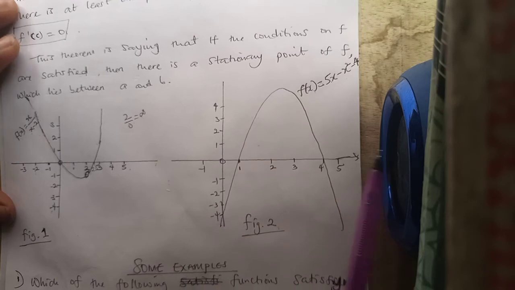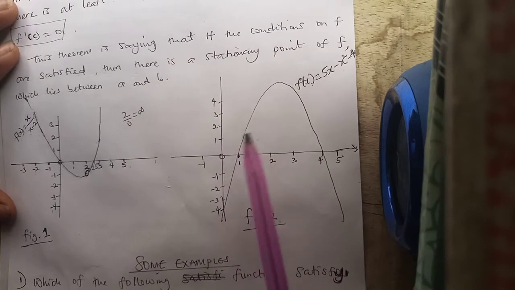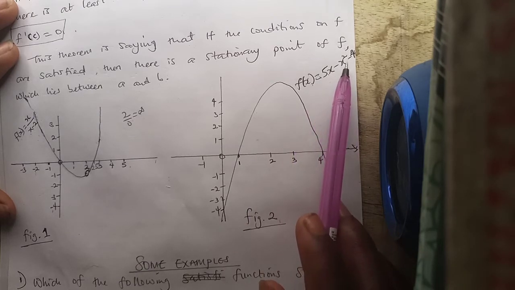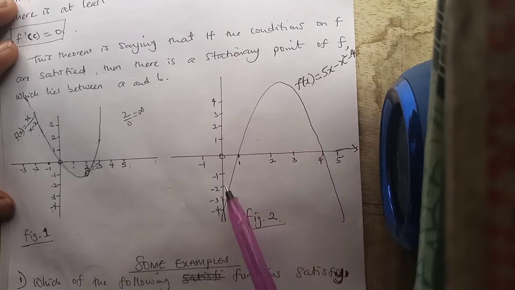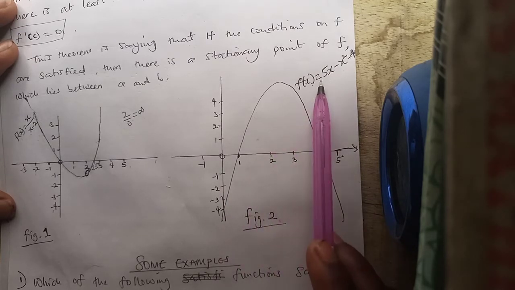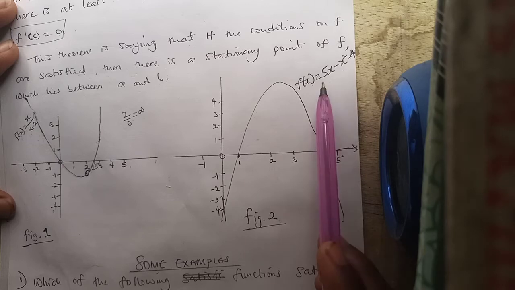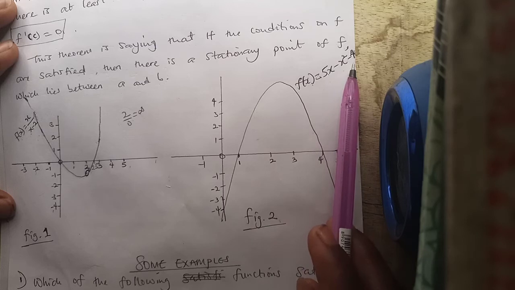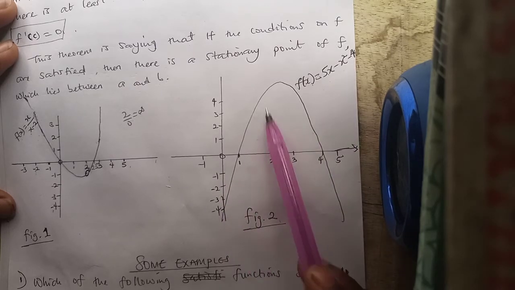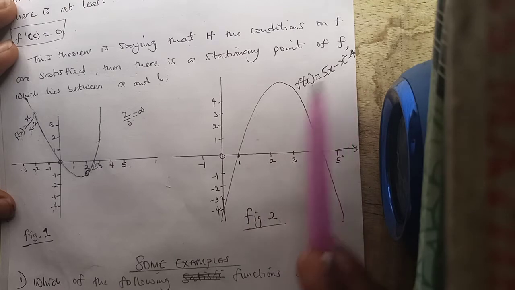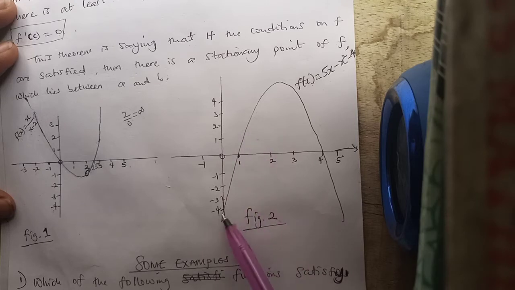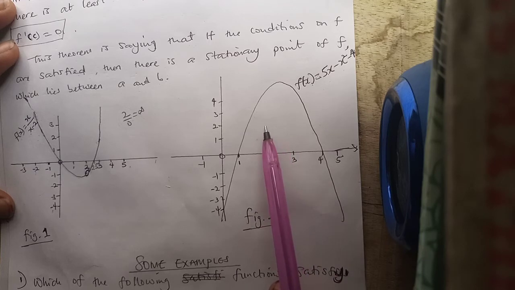So now let's look at the second graph over here. This is the graph of the function f of x equals 5x minus x squared minus 4. This function has no point of discontinuity. Why? Because it has no denominator. There is no point at which this function will be discontinuous. The function will always be continuous because for every value of x you put in this function, you will always get a value for the function. So the function will always be continuous for any interval given to you because it has no point of discontinuity.